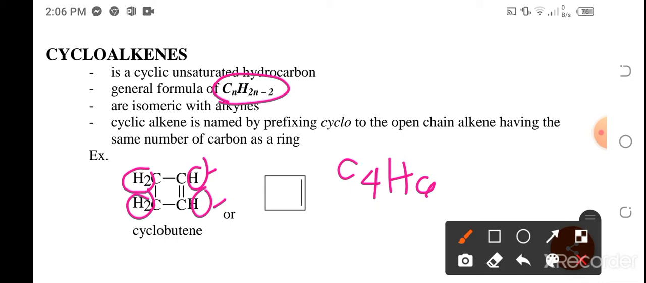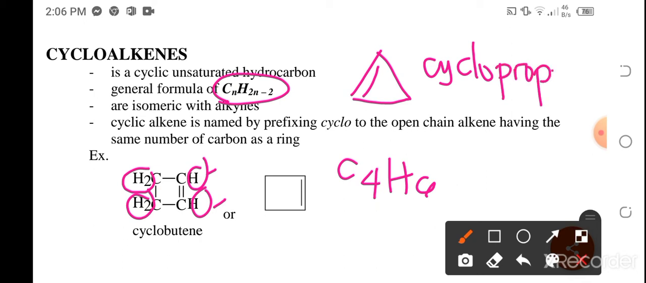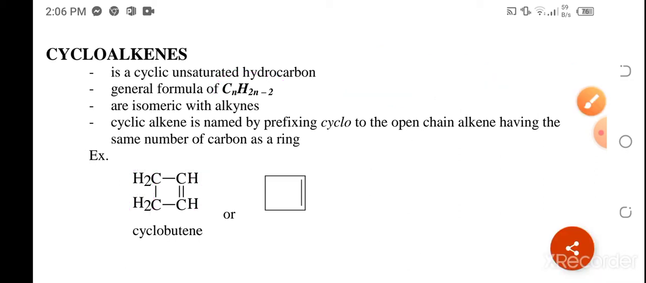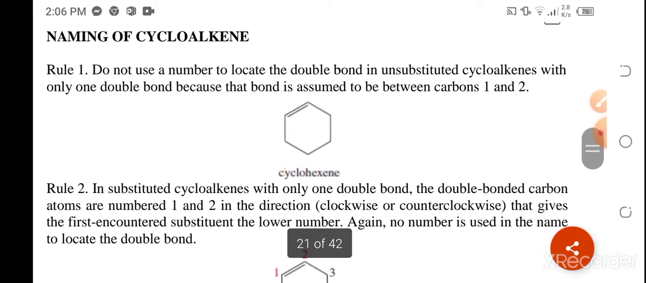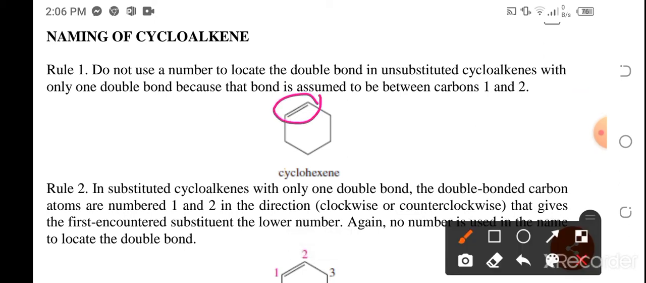Cyclobutene is not the simplest; rather, the simplest would have 3 carbon atoms, and that would be known as cyclopropene. Cyclo means the 3 carbon atoms are in a cyclic or ring system, and there's a presence of a double bond. So how are we going to name them? We are not using a number or a locator if there's only one double bond within the ring system, because it would be assumed that that double bond is between carbon 1 and 2.